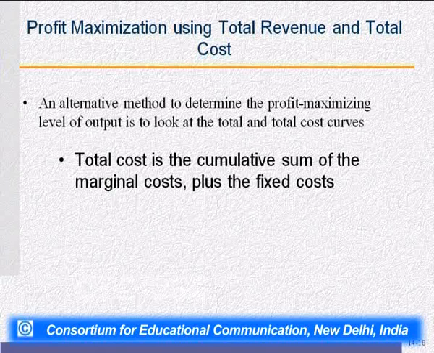And profit maximization using total revenue and total cost. There are some other features. An alternative method to determine the profit maximizing level of output is to look at the total revenue and the total cost curve. Total cost is the cumulative sum of the marginal cost plus the fixed cost.